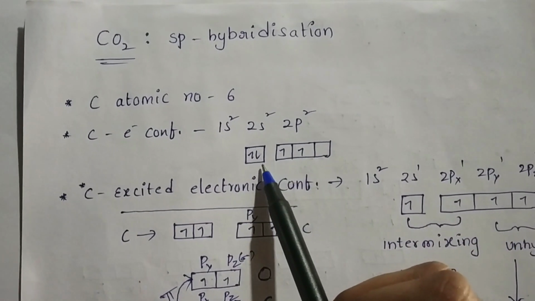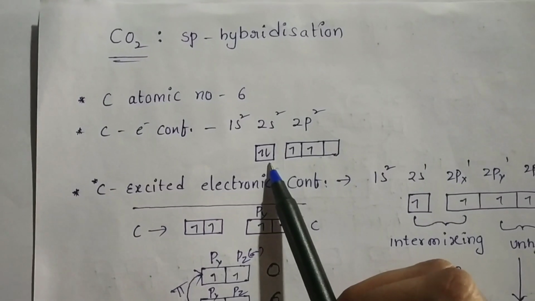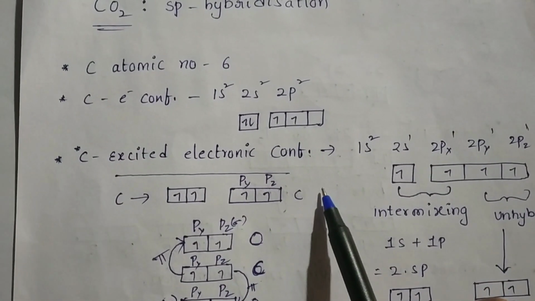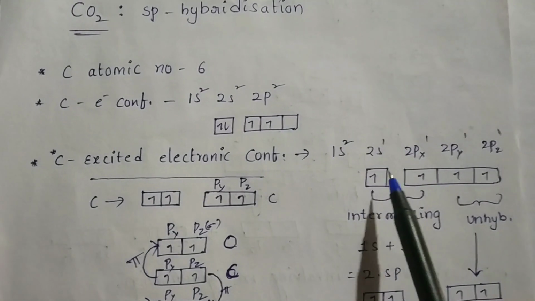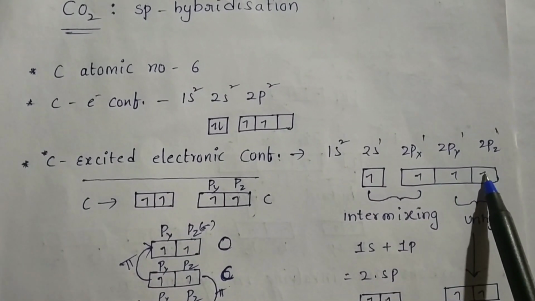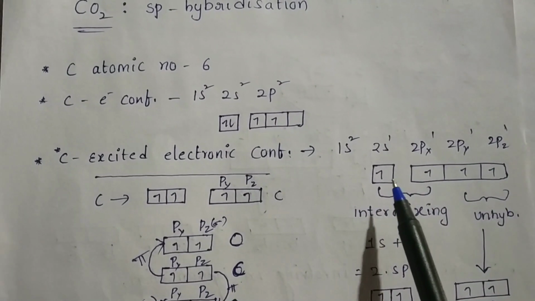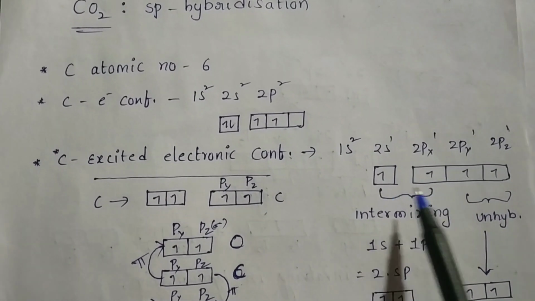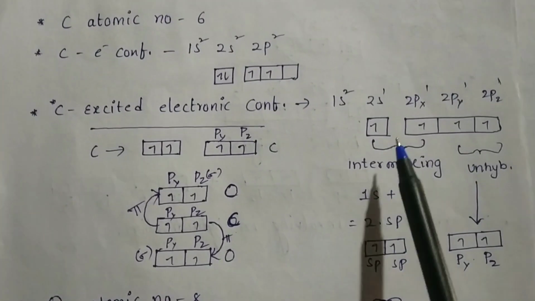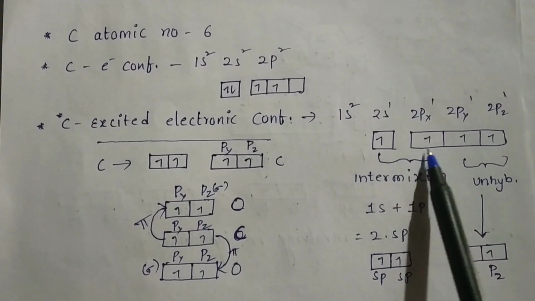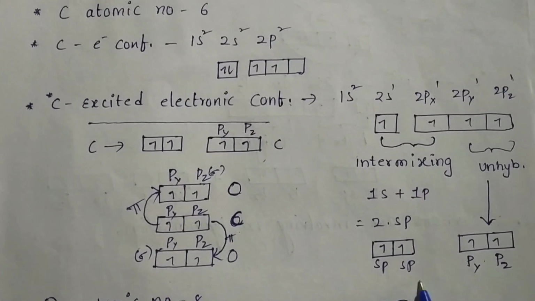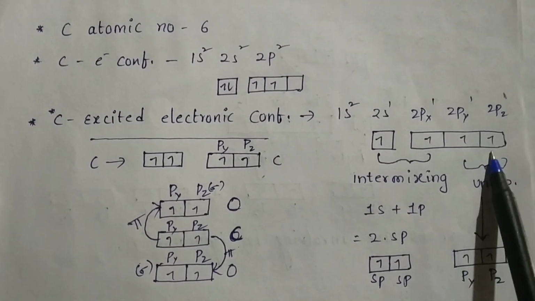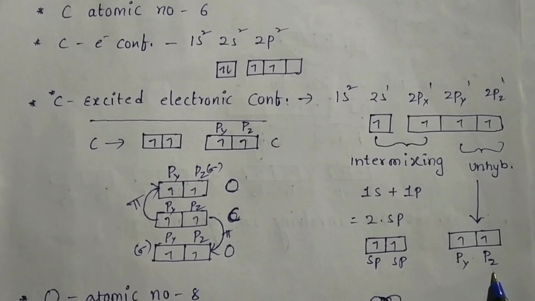After excitation of a 2s electron into the 2pz orbital, the excited electronic configuration of carbon is 1s2, 2s1, 2px1, 2py1, 2pz1. After that, the one s orbital and one p orbital will undergo intermixing. By intermixing of one s and one p orbital, two new sp hybrid orbitals will form. The two 2py and 2pz orbitals are unhybridized.